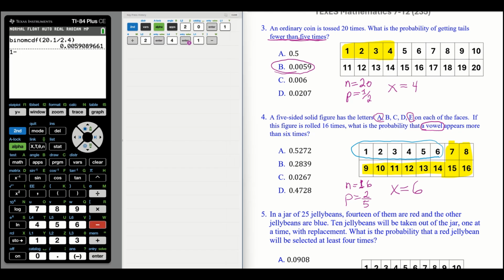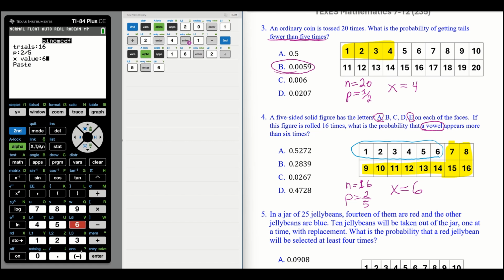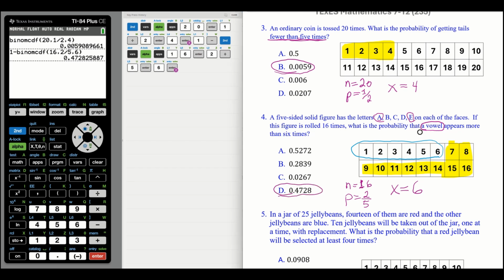So 1 minus, second vars, binomcdf. Our n trials is 16, enter. Our probability is 2 over 5, and we need x equals 6. Okay, it's set up perfectly. We're going to subtract our CDF. Enter, and we have 47. Yes, and the option is D. Okay.